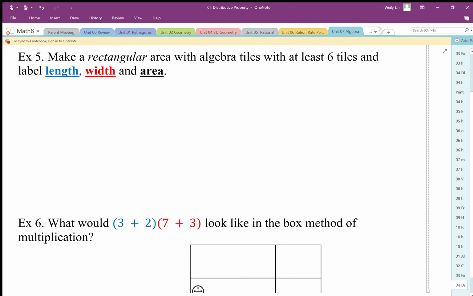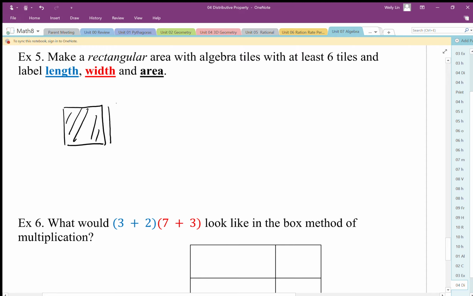Here we're being asked to make a rectangular area with algebra tiles with at least 6 tiles and label the length, width, and area. You can do any random thing you like, but I'm going to do mine as an x squared. Maybe I'm going to put an x over here, another x over here. Okay, and I need x's because if I put ones along here, I can't make a rectangle. I can't make rectangles with those ones there.